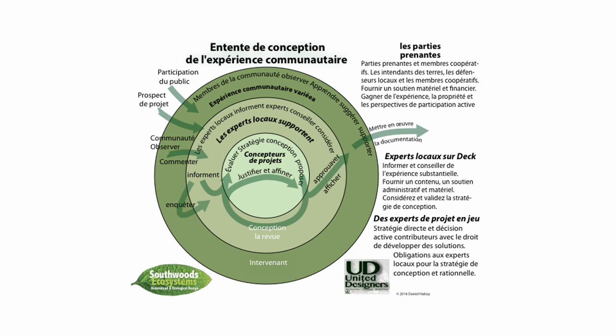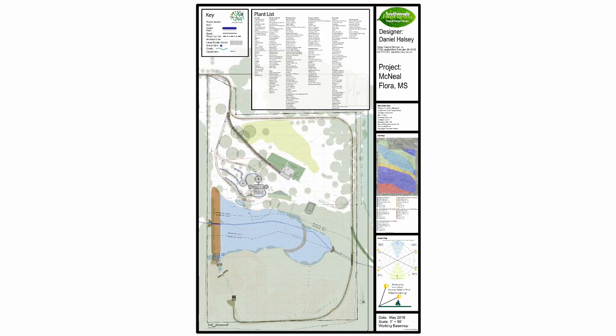By the way, all of these graphics are available for the UD designers. This is another design in Mississippi, and lots of contour information on this. A lot going on with water, flooding, things like that.